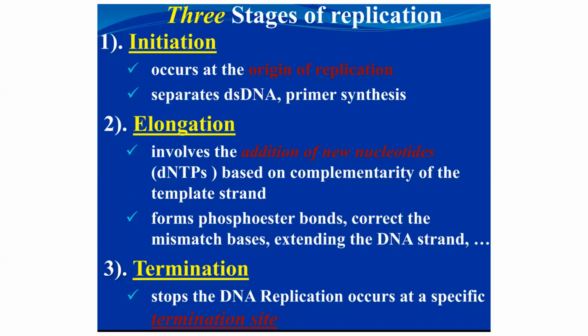Initiation occurs at the origin of replication site, where the double-stranded DNA will be separated, form a replication fork, and a primer will be synthesized. Then in the elongation step, there will be addition of dNTPs, or new nucleotides, to the complementary strand with respect to the template strand. There will also be formation of phosphodiester bonds, and if a mismatch occurs, that will be rectified and the strand will be elongated. In termination, DNA replication stops at the termination site.